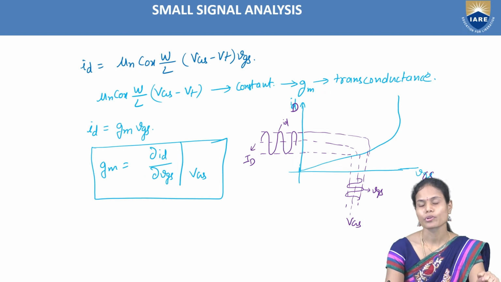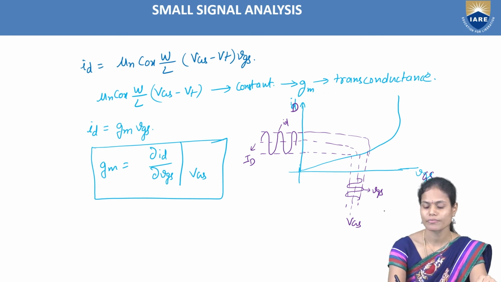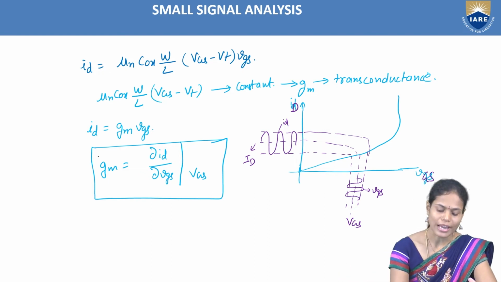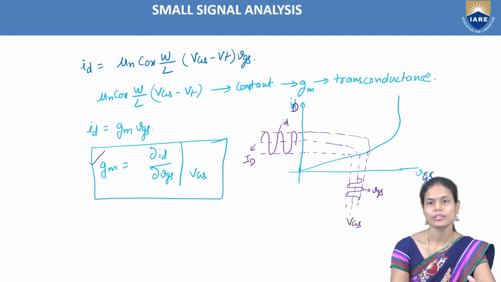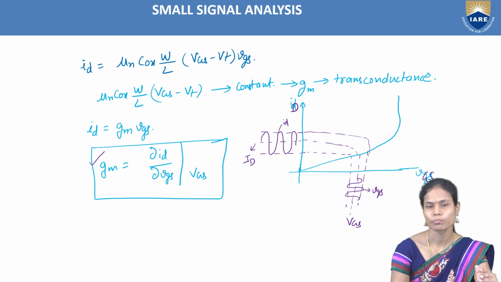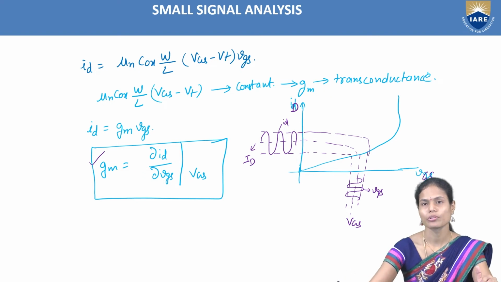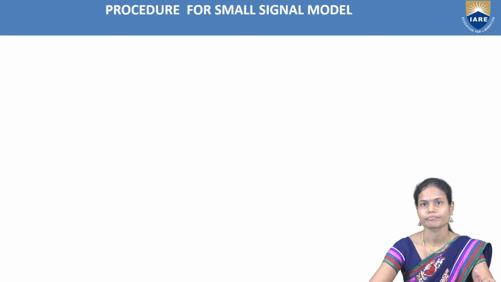In this way, if you provide the small gate to source voltage, there is an increment of the amplitude in the drain current. So the drain current value is increasing here. If you vary the VGS voltage, the corresponding drain current is also varying. So now we have calculated the transconductance parameter gm and we know all the input voltages as well as output current. So from this we can draw the small signal model of the MOSFET.